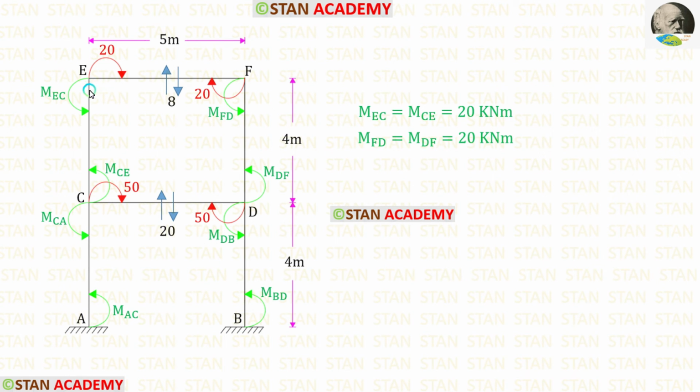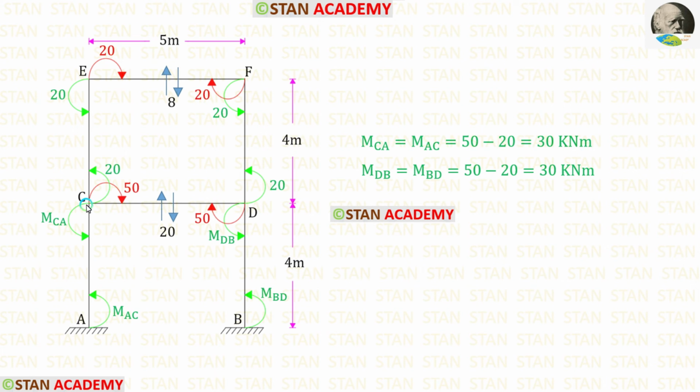Now let us find the moments in the column EC. If this moment is 20, MEC also should be 20. If MEC is 20, MCE also should be 20. So MEC and MCE are 20. Similarly, if this moment is 20, MFD and MDF also should be 20.